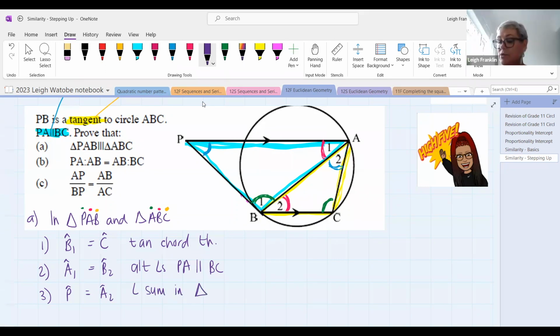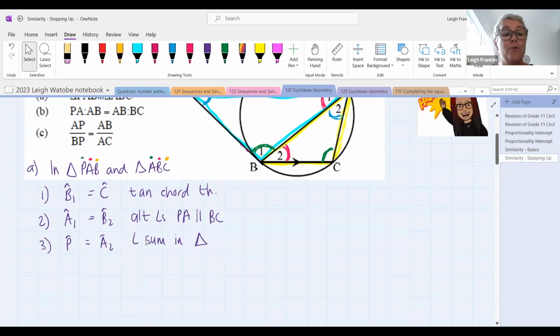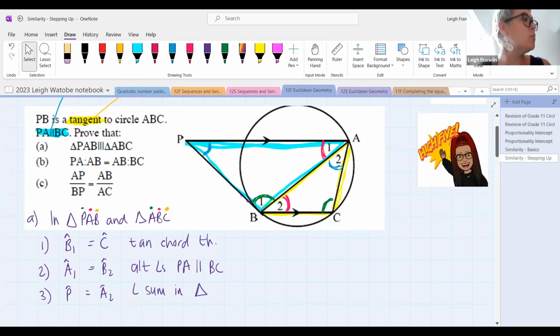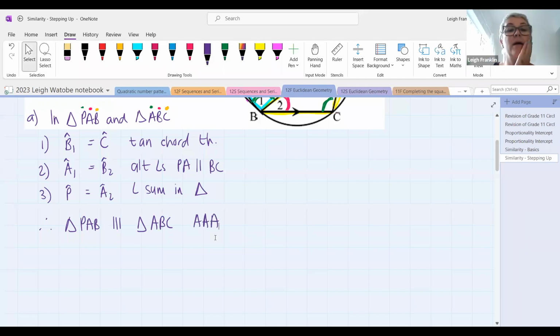And remember, we are not allowed to use the sum of the angles of a triangle as reasons 1 or 2. We're only allowed to use it as our third reason. If we slip it in number 1 or number 2, then we're not going to get any marks for what it is that we're trying to do. So now that we have proved angle, angle, angle, we can state, therefore, triangle PAB is similar to triangle ABC, and our reason, angle, angle, angle, like so.